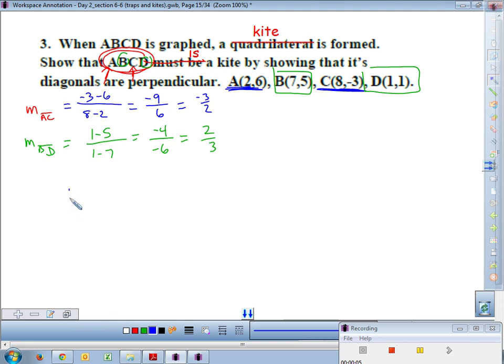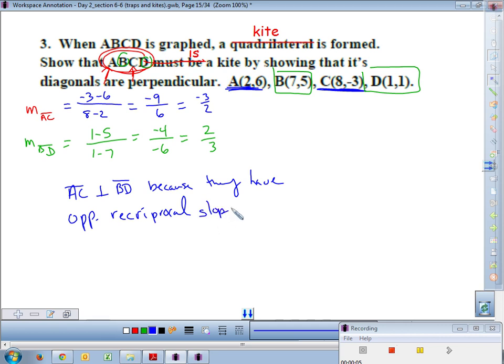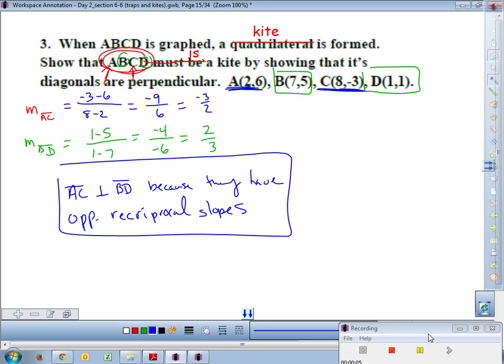We will say that segment AC is perpendicular to segment BD because they have opposite reciprocal slopes, which I'll let you abbreviate. So we answered the question there also.